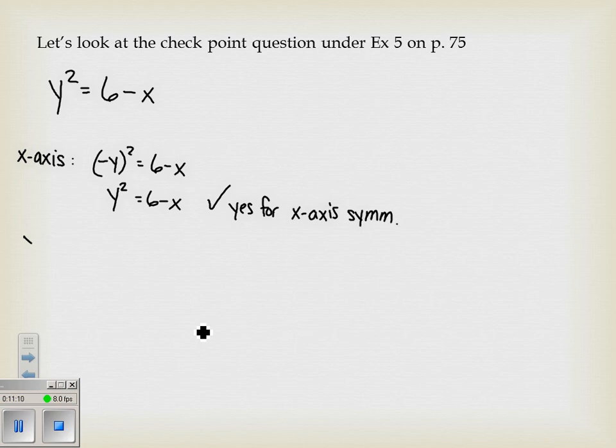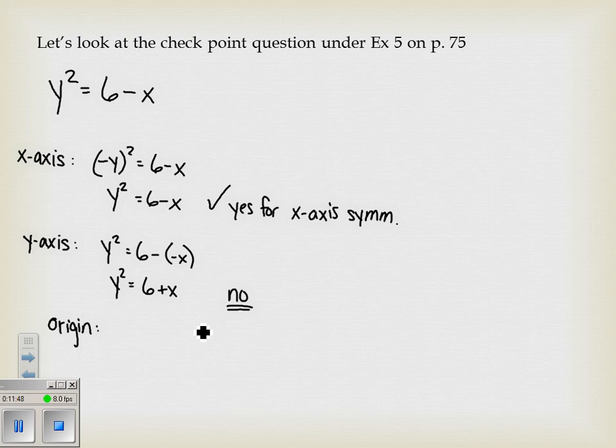Let's do the y-axis test. That again from the previous page said you plug negative x in for x and get the same thing. All right, so leave this alone, 6. Now we're going to subtract, instead of a positive x, a negative x. Simplify. Negative negative is plus. Does that look like it did at the beginning? No. No y-axis symmetry.